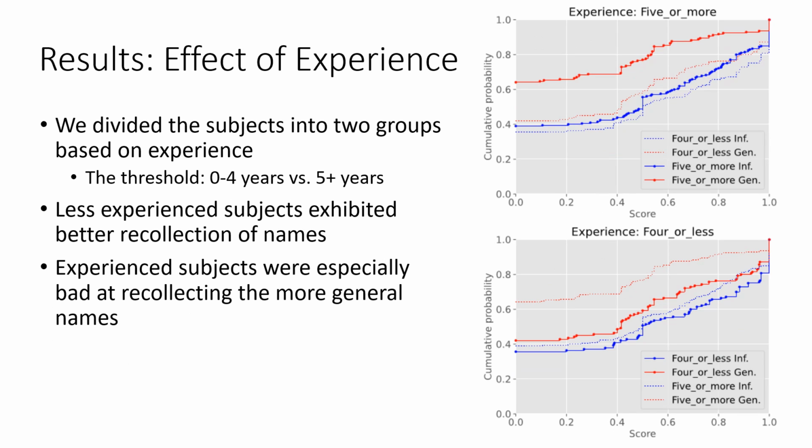Very interesting results were found when we studied the effect of demographic variables. The top graph here shows the difference between recollecting informative and general names for experienced subjects who had 5 or more years of programming experience. The bottom graph shows the same data for inexperienced subjects with up to 4 years of experience. The less experienced subjects got higher scores. But we also observed a strong interaction between the names and the experience level. The experienced subjects were only slightly worse than the inexperienced ones at recollecting informative names, but they were very bad at recollecting the more general names.